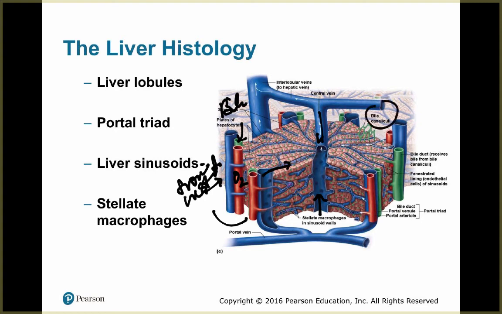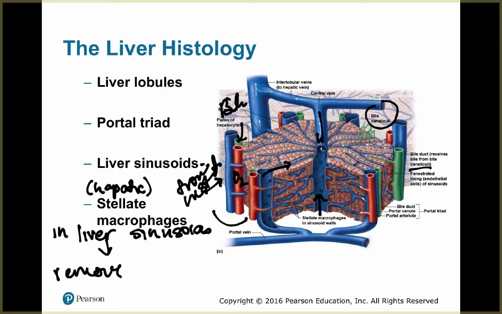Now, these bile canaliculi here are what end up bringing the bile into the bile duct. And within this area, you have stellate macrophages, otherwise also known as hepatic macrophages. These are in the liver sinusoids, and they help to remove debris and old red blood cells.